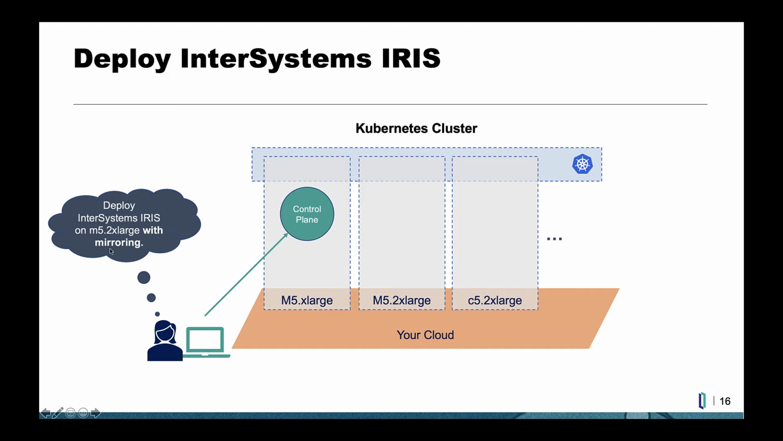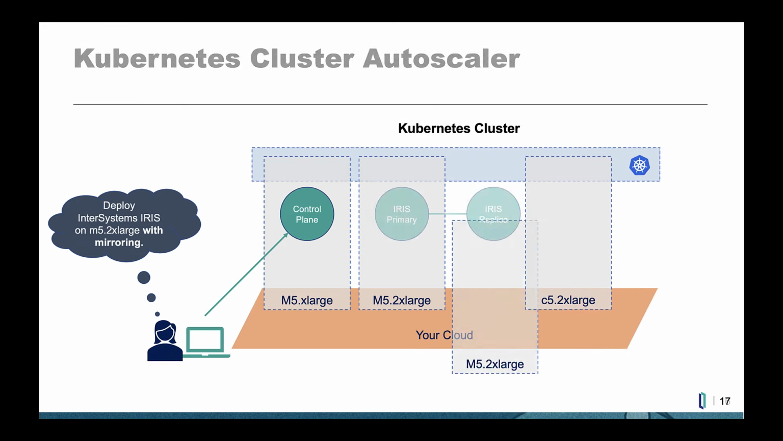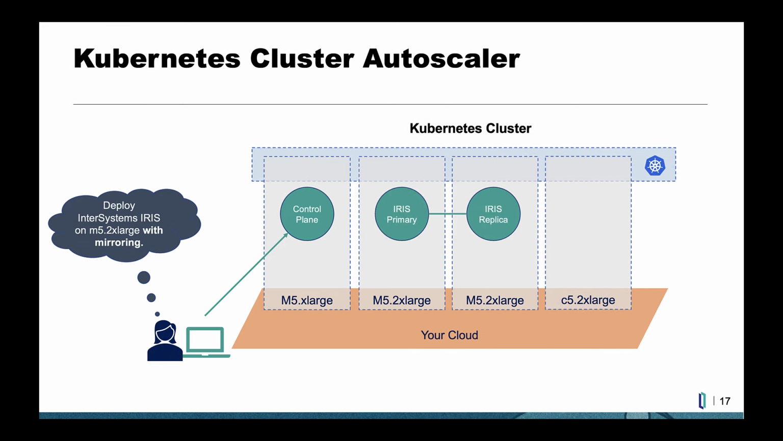But let's say I want Iris with 8 cores and 16 gigs of RAM, and that, if I'm not mistaken, is an M5 2X large, right? Well, I just have one here. So what's going to happen? Well, I'll tell you. When we choose to deploy this, and it's being deployed with mirroring, we need 2 nodes. So Kubernetes can help us, and it can dynamically add the missing node we need, and we install Iris on the cluster for you.